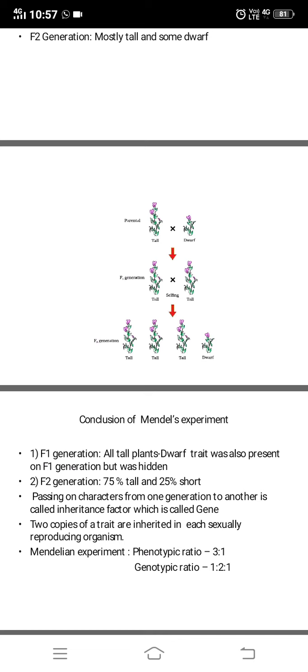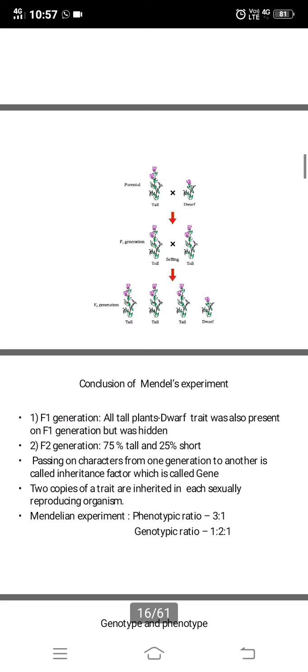That means you may have some feature which your parents do not have, but your grandparents may have. That trait will be hidden in your parents' generation, but will come out, or be expressed, in your generation. In the same way here, all plants in the F1 generation were tall, but the dwarf character was hidden. In the F2 generation that dwarf character was expressed. So in the F2 generation 75% tall and 25% short plants were obtained.